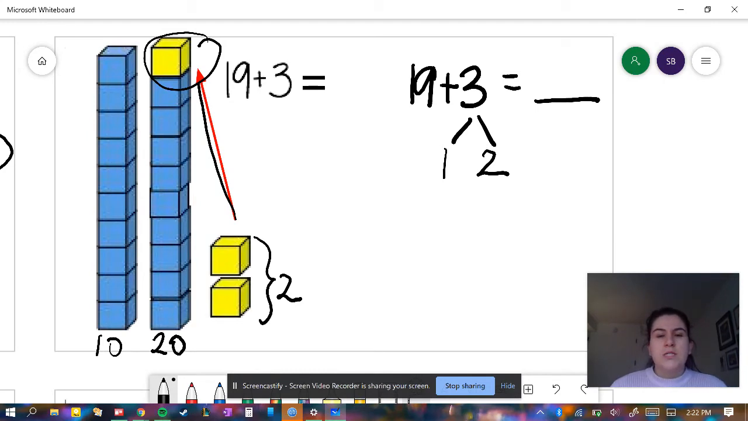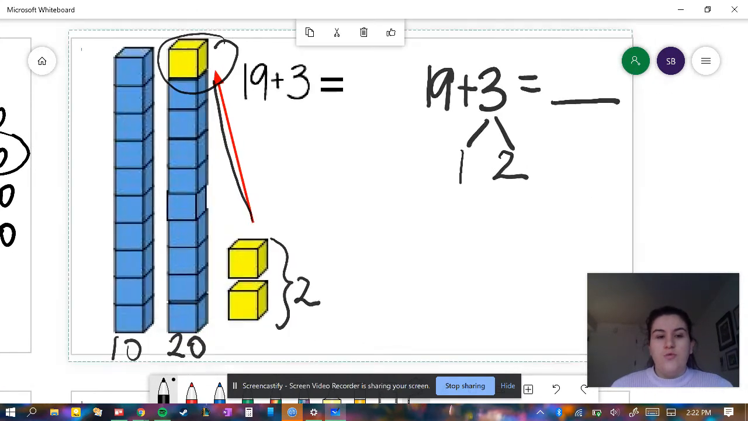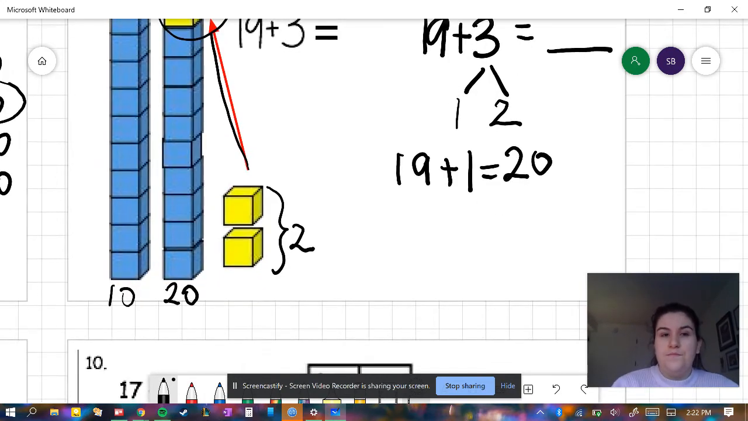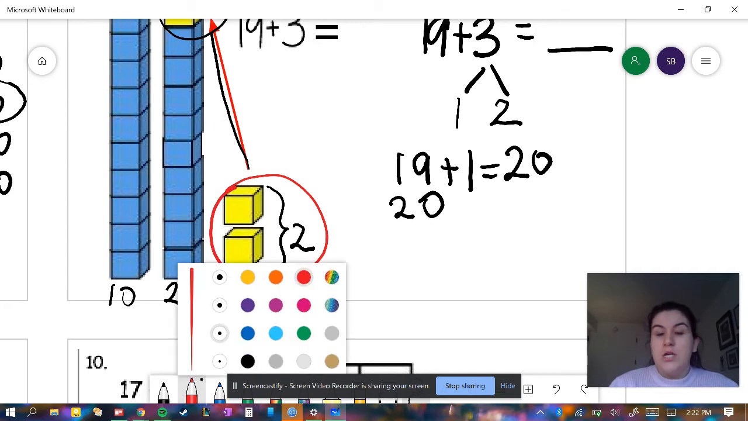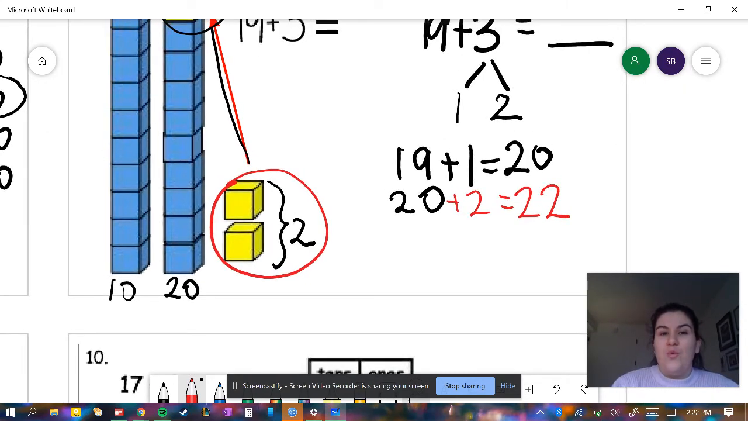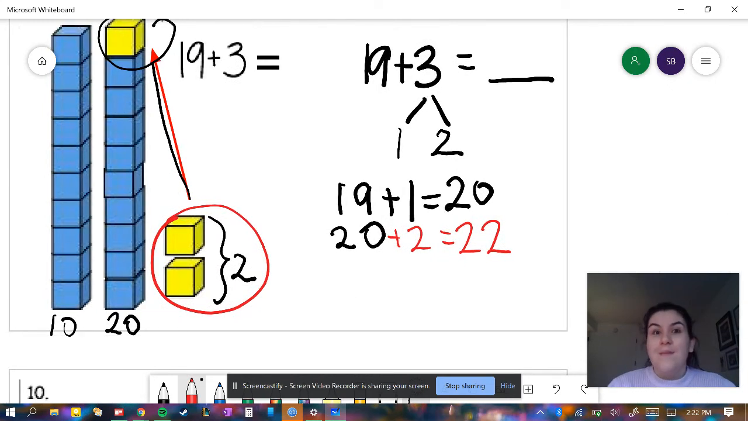Let's write a number sentence to represent what we did. We started with the blue cubes, which was 19. And we added 1 to get 20. Then, once we had the 20, we didn't stop there because we knew that over here we still had 2 left. So we would say 20 plus 2 equals 22. Great. We just showed how we made a 10 using the number bond way.